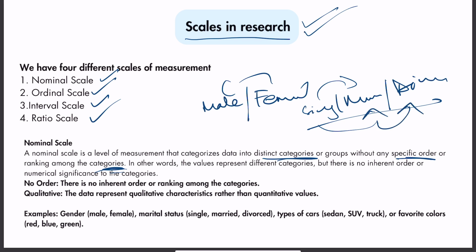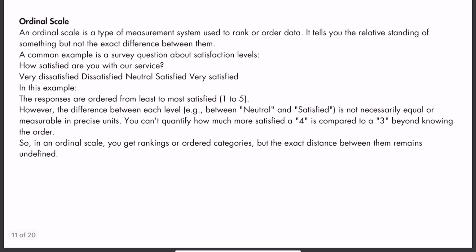So nominal scale is just a level of measurement that categorizes data into distinct categories. Nominal scale in itself doesn't hold any value. It's valueless. Next, we have ordinal scale. It is a type of measurement system used to rank. Now value is coming into picture.